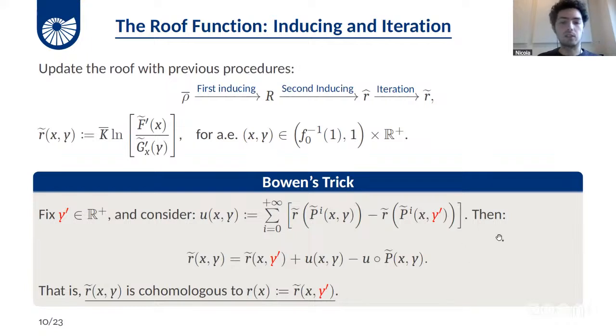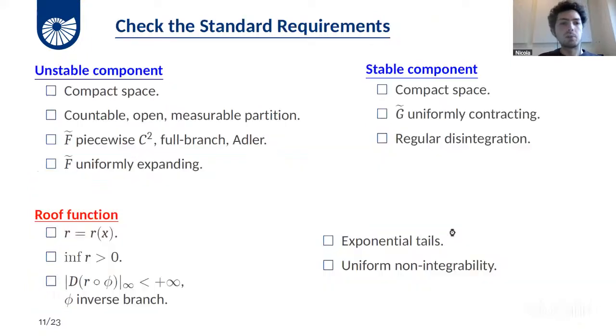Now, certainly we have to check that this series is well-defined and convergent. I will skip these computations because they are a bit technical, but basically everything works fine thanks to the uniform contraction of the second component and the nice form of the roof function. So at this point, let's see what we have. Now, the first component works perfectly fine because we have compactness, regularity, and uniform expansion. Also, the roof function is okay. Here, in order to check exponential tails and uniform non-integrability, we required a bit of work, but the nice properties defining the systems helped us recover these properties.